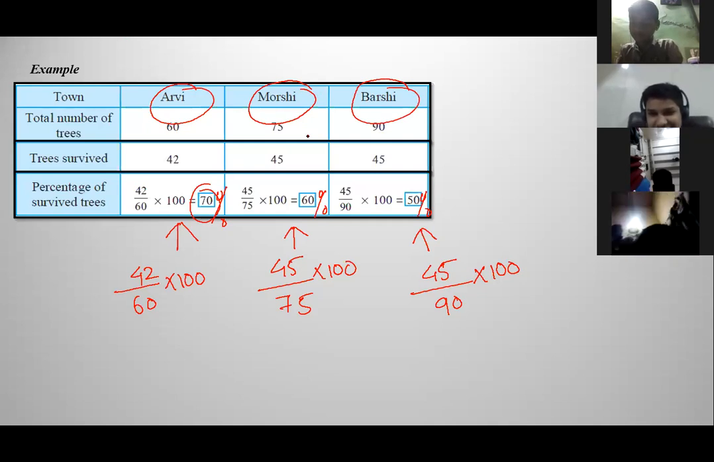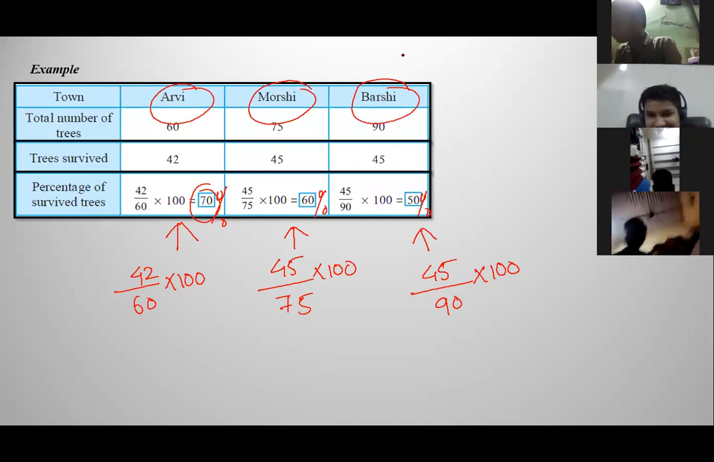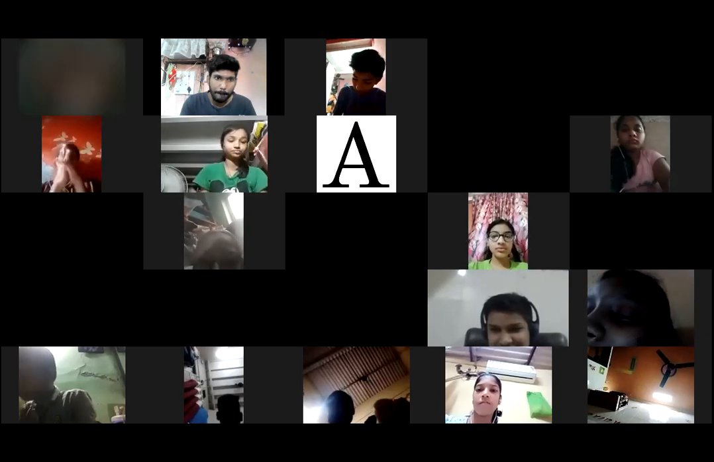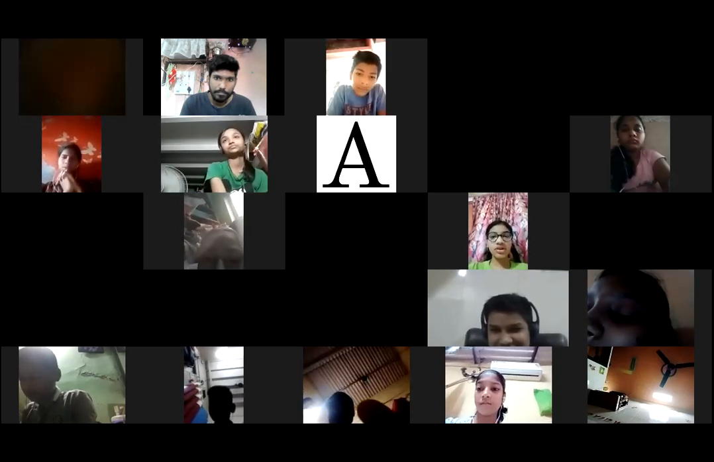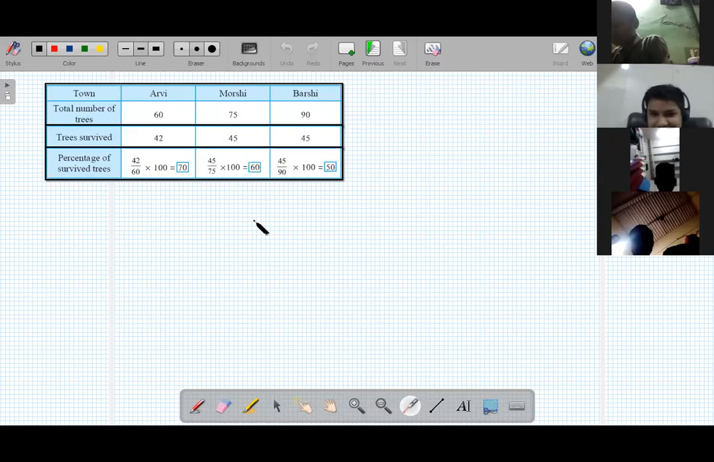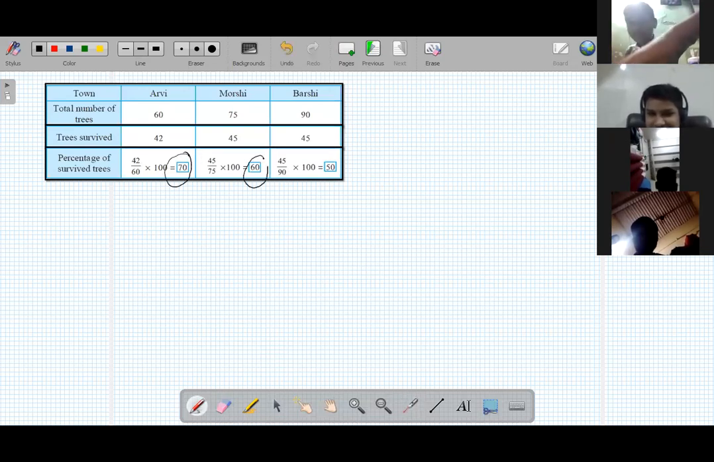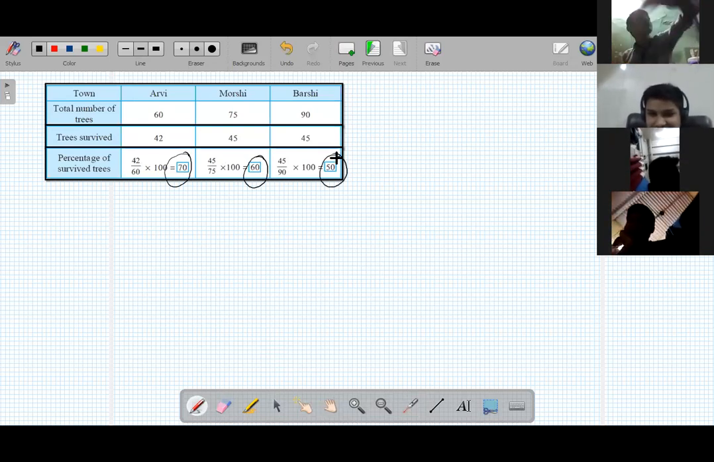Okay, so now we will do the graph. Percentage bar graph. So you see, I have written the same question. For the first, it is 70%. Second, it is Morshi, it is 60%. And for the third town, it is 50%.